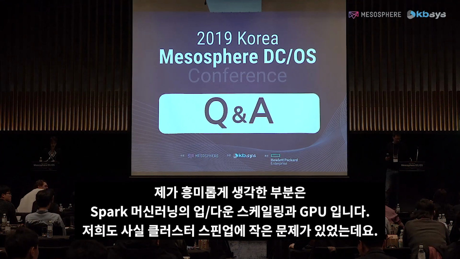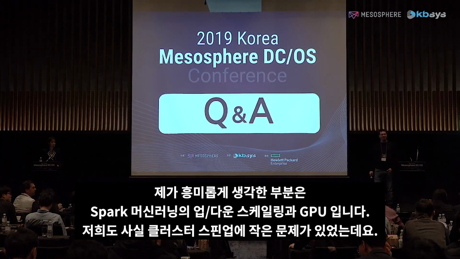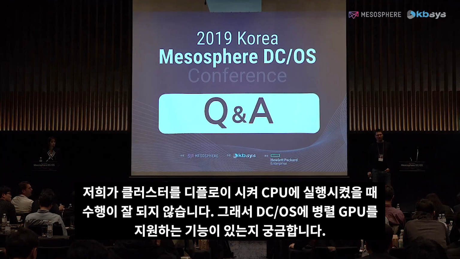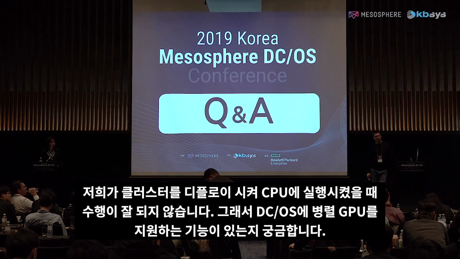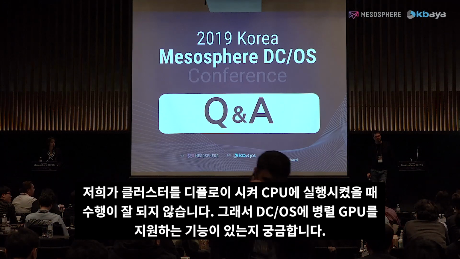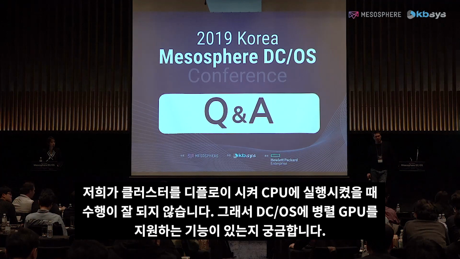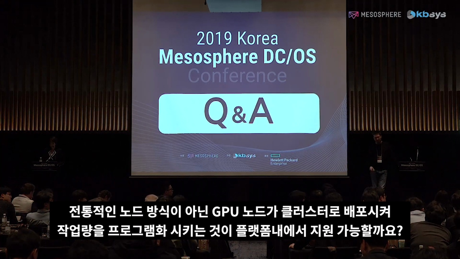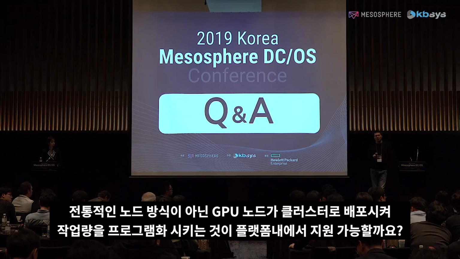Yeah. What's interesting from your presentation was about scaling up and down, like Spark for machine learning, and the GPU. We also have a bit of a problem in the way we spin up clusters. In our experience, when we deploy new clusters and run them on CPU, it's not really performing well. So from your experience with DC/OS, is there a feature that supports parallel GPUs? So the GPU nodes are distributed across the cluster, and we can program and distribute the workload across the GPUs instead of just traditional nodes. Is it something that has been supported by the platform?